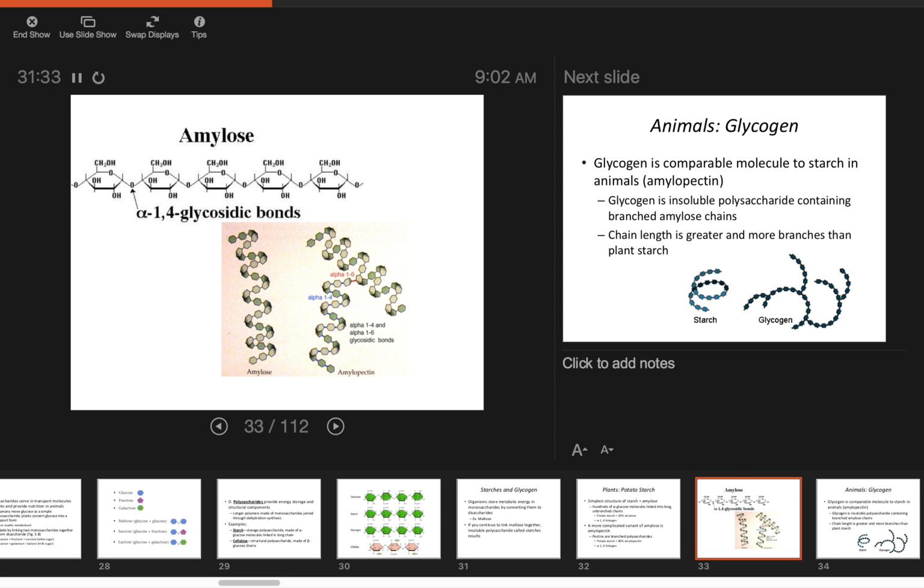Do you have any questions? I feel like I didn't really understand that. I don't really even know what to ask. Okay, so do we understand that alpha is upright? Yeah. And do we understand that the 1 and 4 are counting carbons on the monosaccharides? Yeah. How is there a 5 and a 6 on the same line?